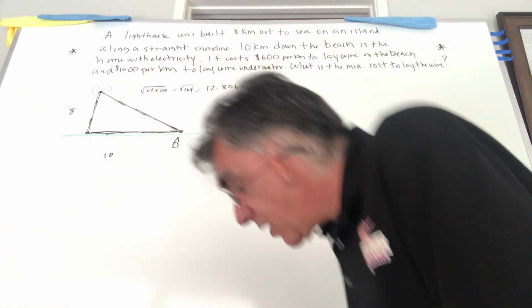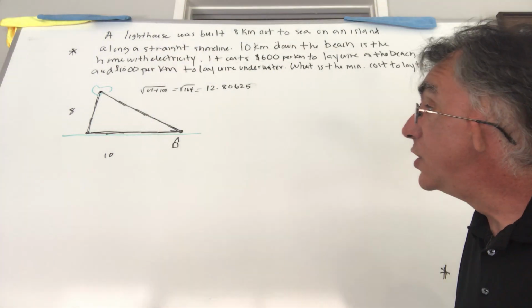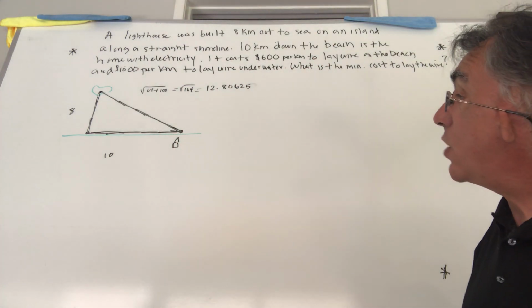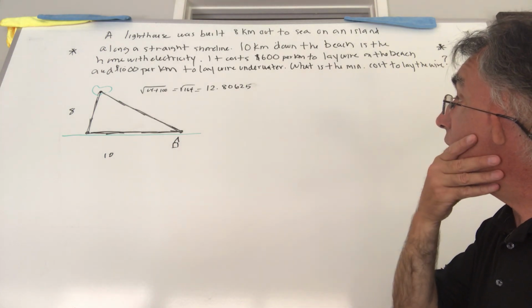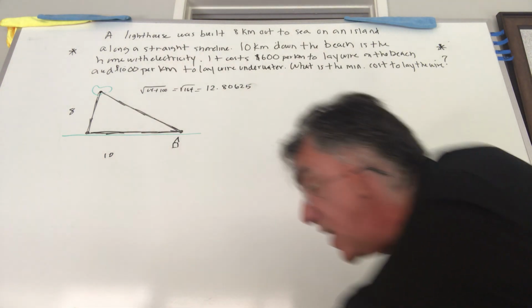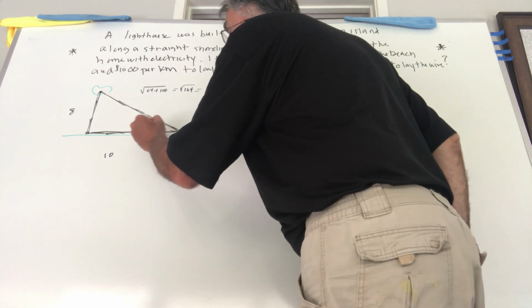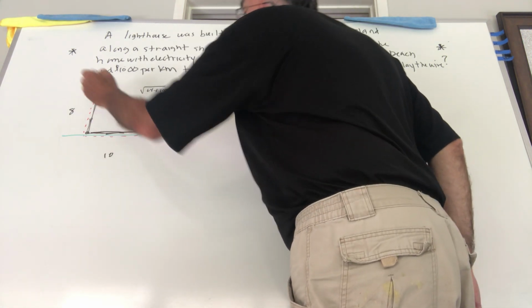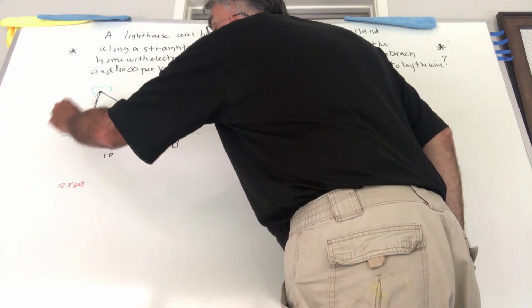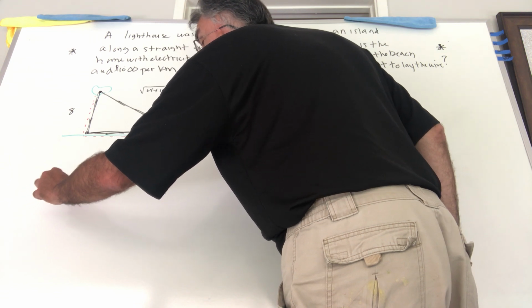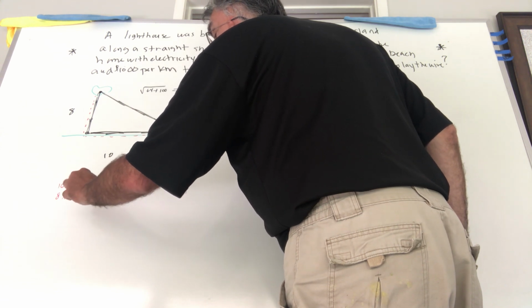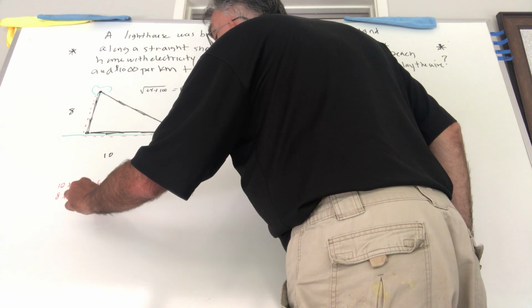So first thing you might think is, it's cheaper to go down the beach than to go underwater, because it only costs 600 per kilometer down the beach, and then it costs 1,000 to go underwater. So one person might say, let's go down the beach and then go across. You go 10 kilometers down the beach at 600, that's 6,000, and then you go 8 kilometers out at 1,000, that's 8,000. So that's $14,000.